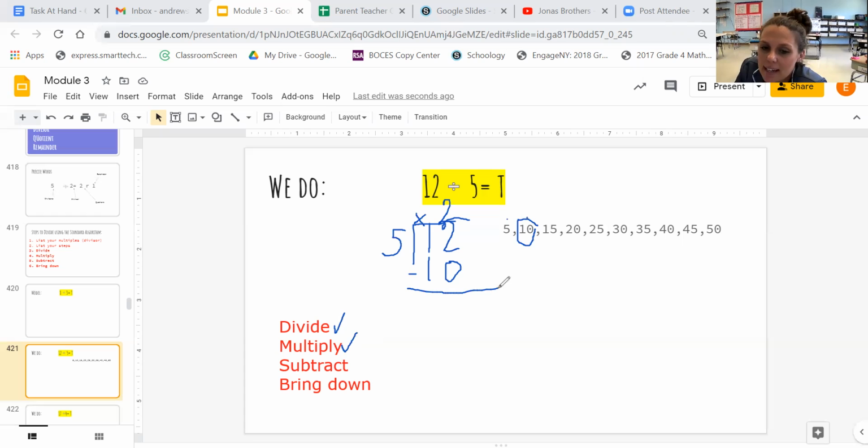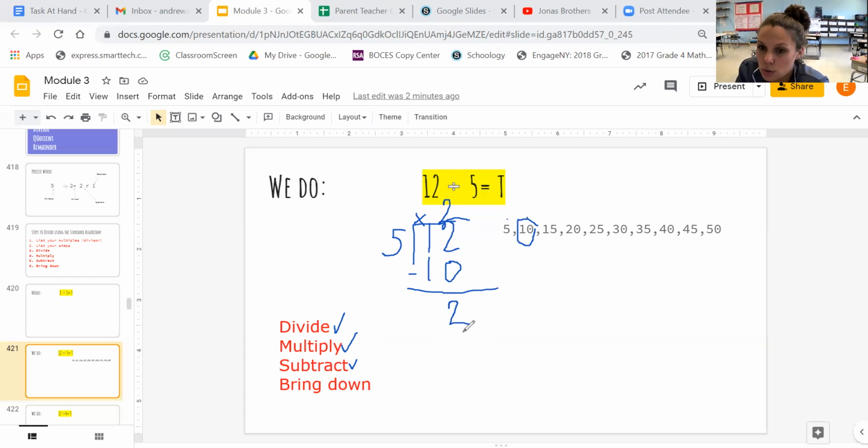12 minus 10 is 2. Notice I have to be nice and neat and line up my place value. If you mess it up and you're not writing neat, it's going to get confusing. That was me subtracting. Now I'm going to try to divide again.